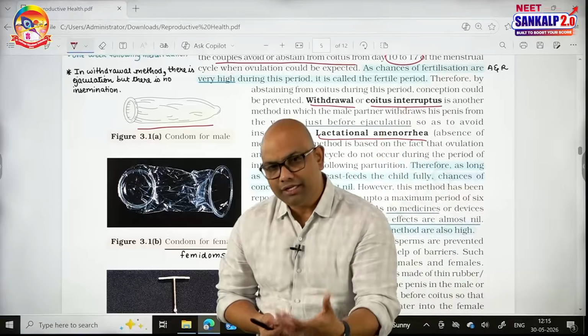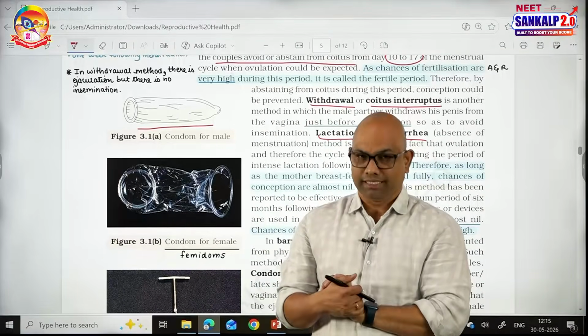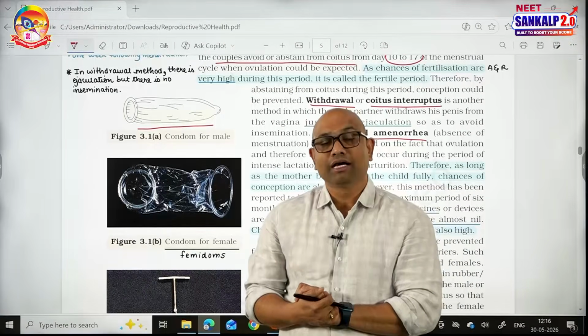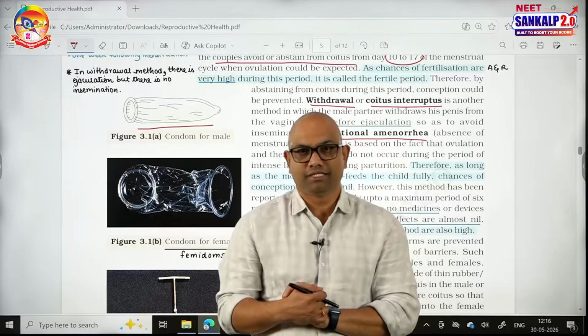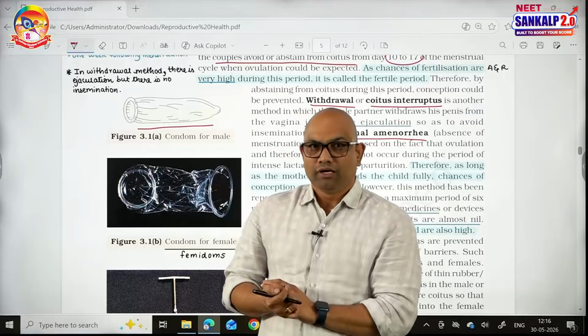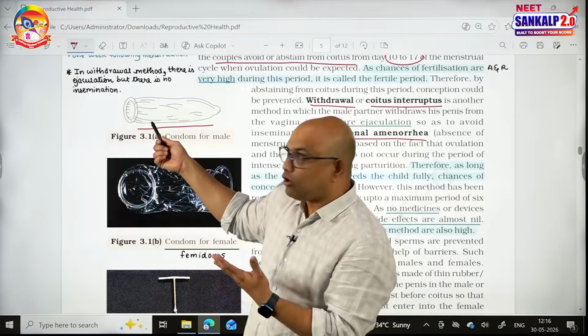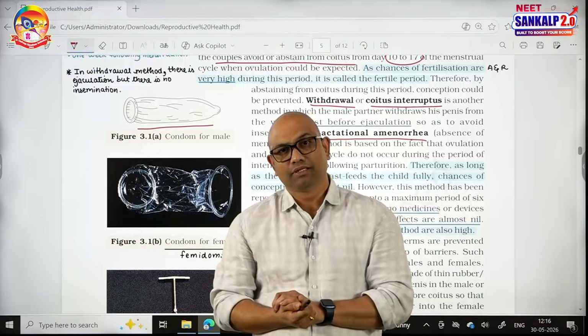One more advantage of these disposable barriers, like both male and female condoms, is very, very important. It can prevent the occurrence of STDs. It can protect the user from STDs. How can it prevent STDs? The male condom will prevent direct contact of semen with the vaginal walls, because semen will be released into the condom.